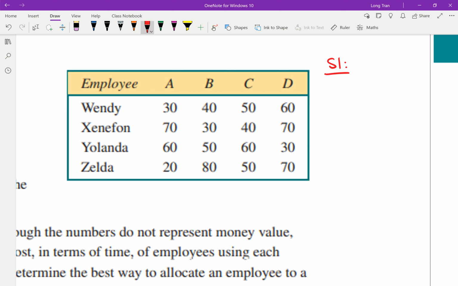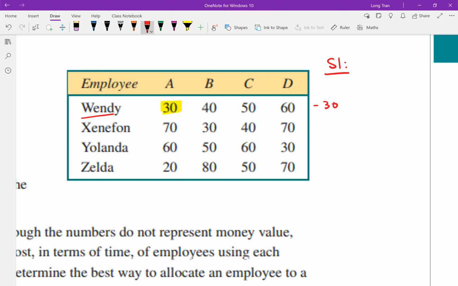Step 1. In the Hungarian algorithm, for each row, so for Wendy, what is the shortest time that she was able to perform across all machines? It was 30. So what we do is we subtract 30 from every single machine. So subtract 30 seconds from all of them.